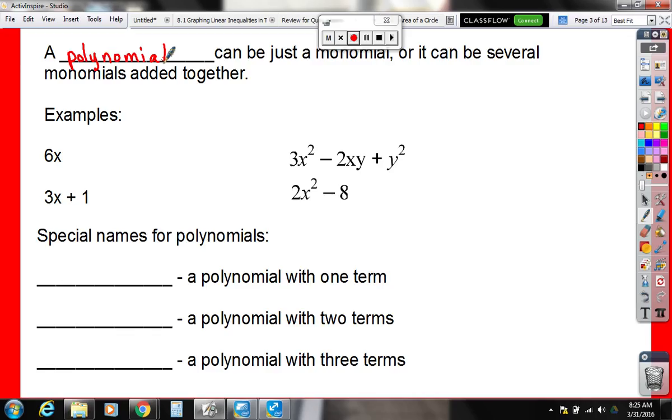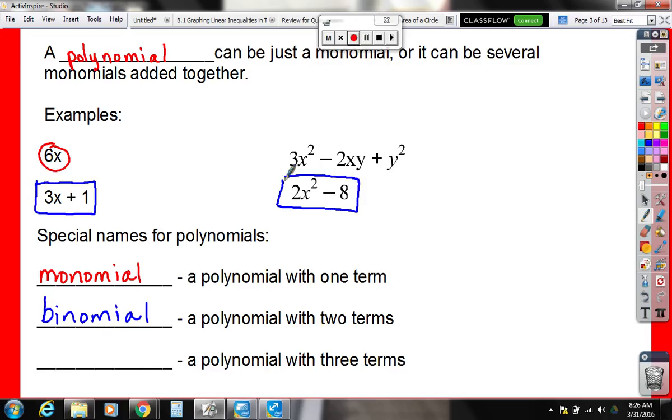They have special names. We already said a monomial is a polynomial with just 1 term. So up here the 6x would be a monomial. A binomial is a polynomial with 2 terms. Brittany, what would be 2 examples of binomials there? Bottom left and right. Bottom left and bottom right. Good.